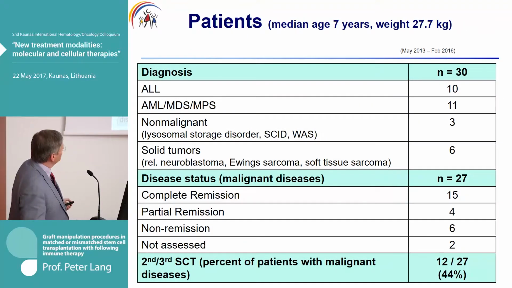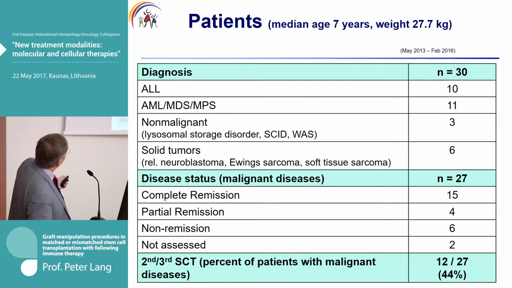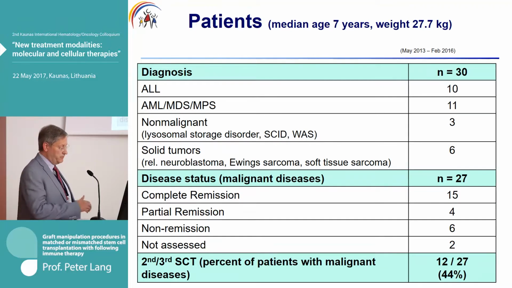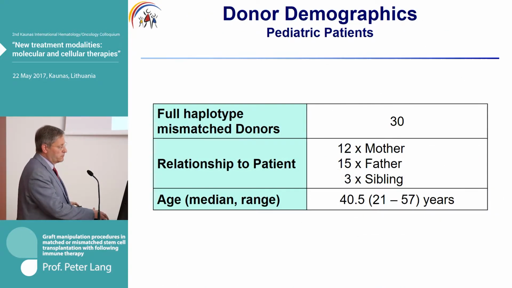30 patients have been transplanted in this multi-center trial, most patients with ALL and myeloid leukemias. 44% of these patients had already received a second or even third transplantation prior to this protocol. All donors were full haplotype mismatched donors.